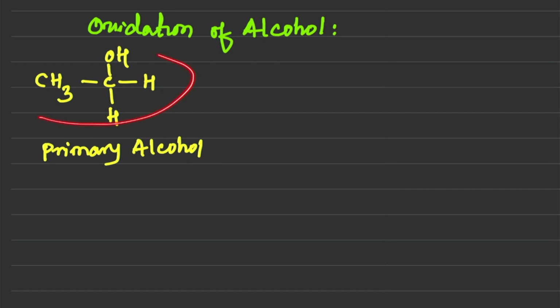So this is a primary alcohol. Why primary alcohol? Well, you can figure that out by looking at the carbon atom that is connected to oxygen. In this case, this carbon atom is connected to another carbon atom, only one carbon atom. So this is why it's a primary alcohol. This carbon atom here is the alpha carbon atom for the OH.